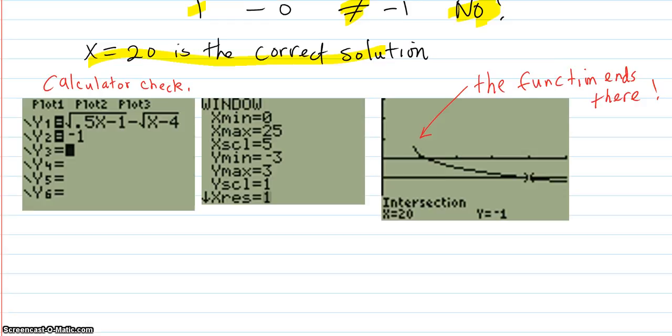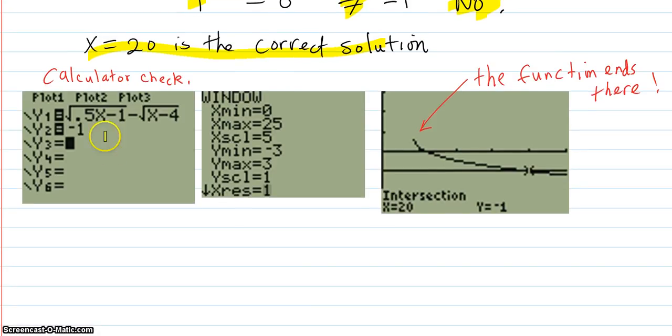Let's verify that with the calculator. We put in the left side of the equation, the original equation. I put 0.5 instead of 1/2, to save some room. And then -1 is what the right side of the equation was. I'm showing you the window because I had to play around with the window to see the intersection the right way.